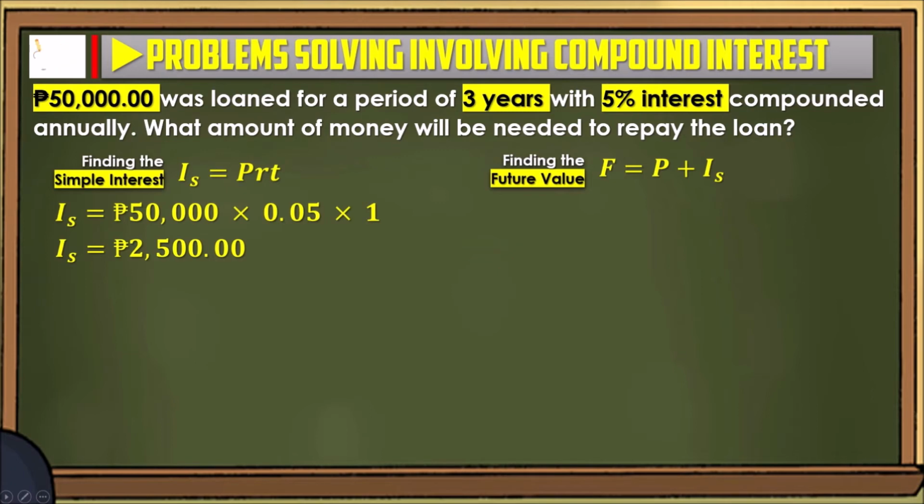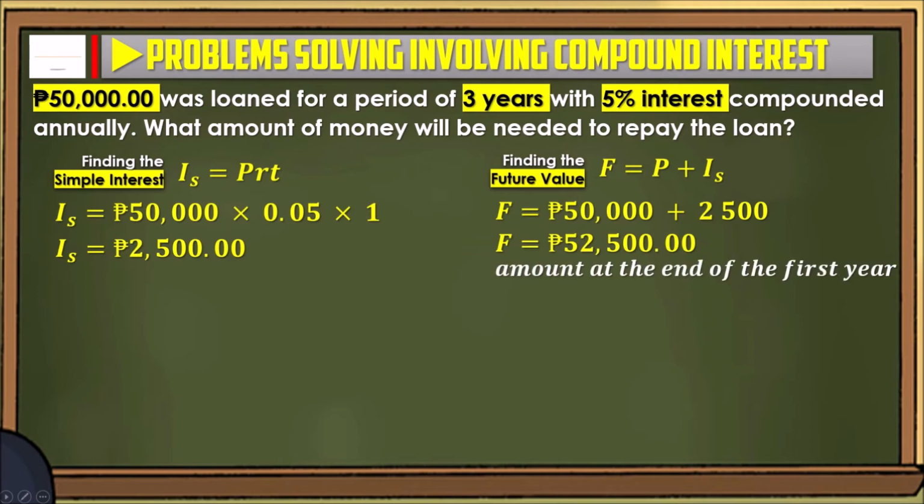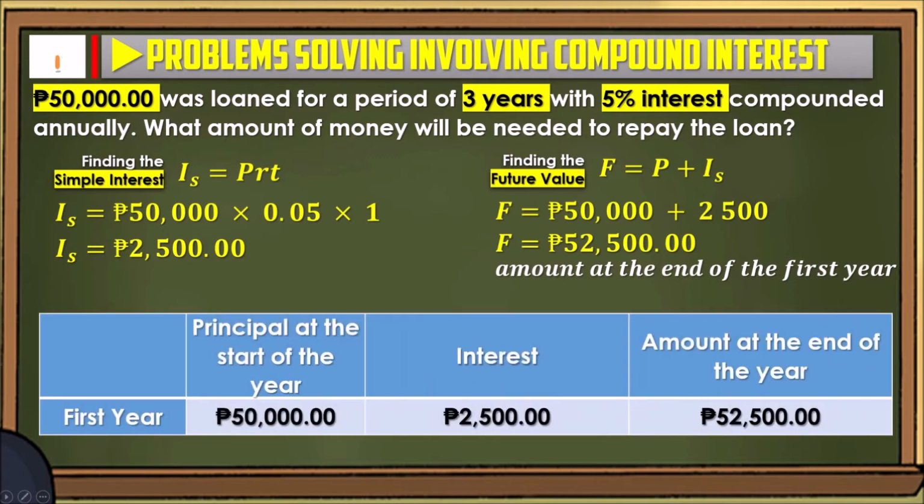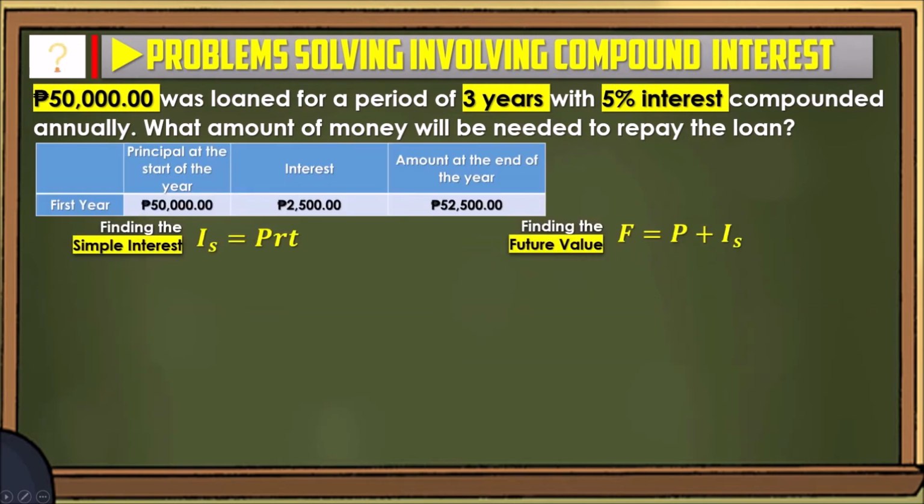Now, let us perform the future value. Substitute the given to the formula. Now, perform the operation. The final answer for future value is 52,500 pesos, which is the amount at the end of the first year. Now, we will continue to its second year. In its second year, the new principal value is the future value we saw in its first year, which is 52,500 pesos.